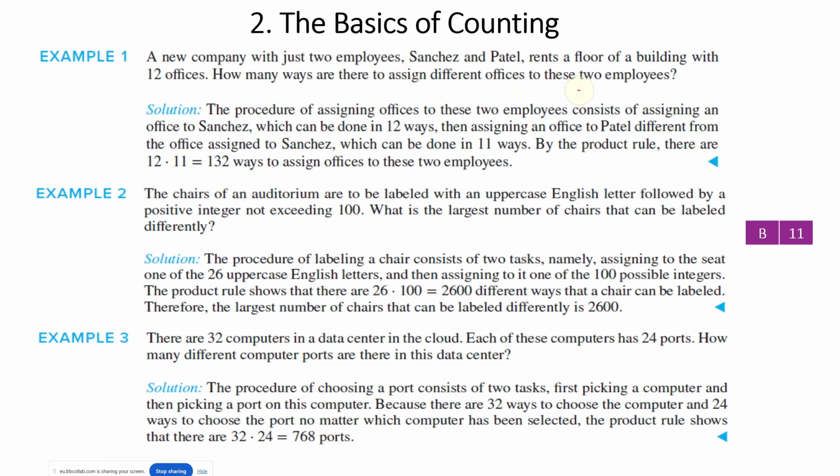Sanchez and Patel, rents a floor of a building with 12 offices. Now, how many ways are there to assign different offices to these 2 employees? So we have 2 employees, Sanchez and Patel, and we have 12 offices. Now, how many ways can we put these 2 employees into those offices?